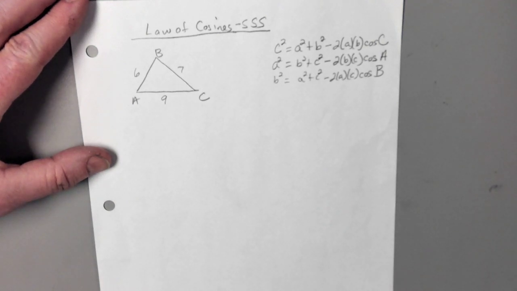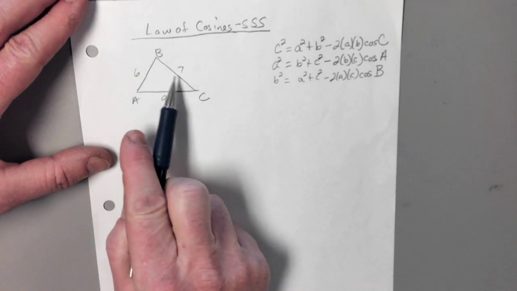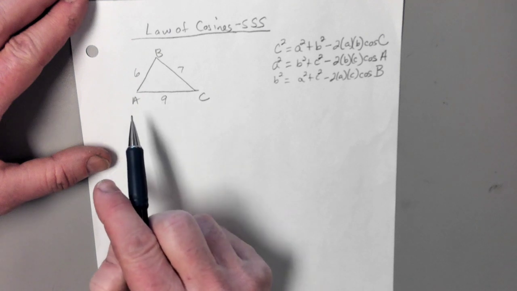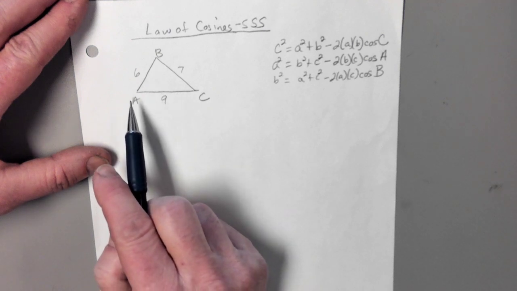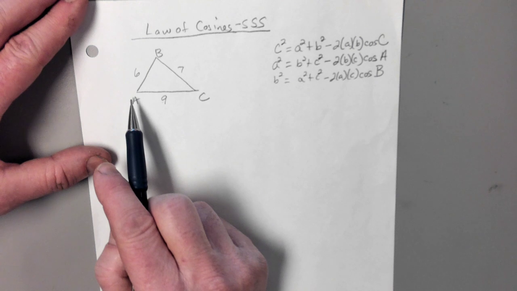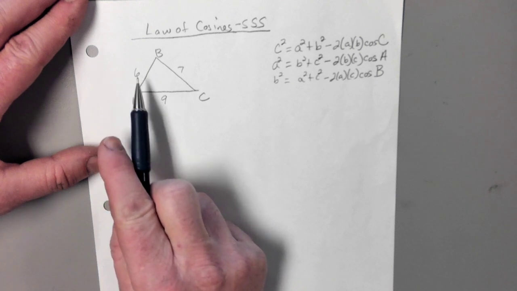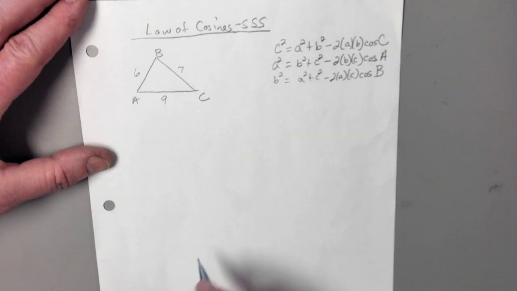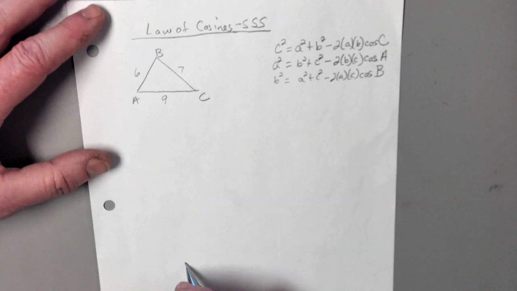First thing to check always is to make sure that it really is a triangle to begin with. If you remember from geometry, if you add together the two smallest sides, they have to add up to more than the largest side. If they don't, it's not a triangle and no triangle would exist. So 6 plus 7 is 13. 13 is bigger than 9, so this is a triangle. Always check that first.